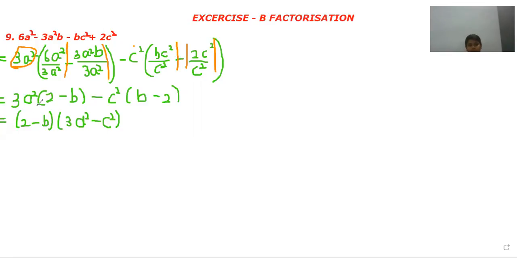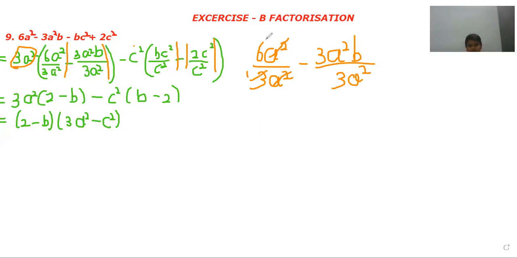So here 6a square divided by 3a square minus 3a square b divided by 3a square. So here a square and a square cancel. 3 ones are 3, 3 twos are 6. So what is the answer? 2 is left. So 2, we'll keep it. Then minus, we're also minus. Then 3a square and 3a square cancel. What is left? B is left. So we keep B as the answer.